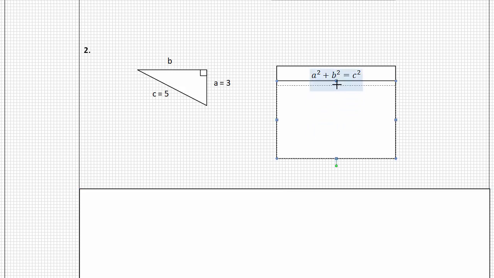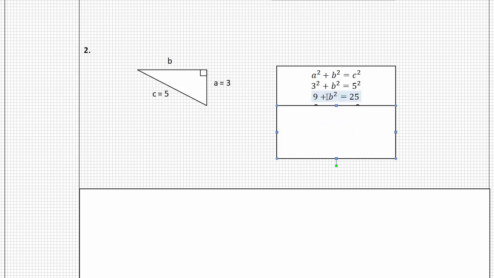So if we plug in our values for a and c, our next line should read a squared, which is now 3 squared plus b squared equals 5 squared. Before we begin to solve for b, we want to simplify as much as possible, so we want to find what is the value of 3 squared and 5 squared. So our next line is going to be 9 plus b squared equals 25.